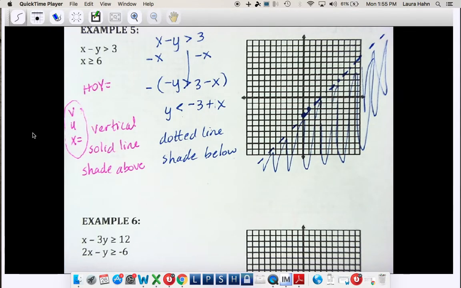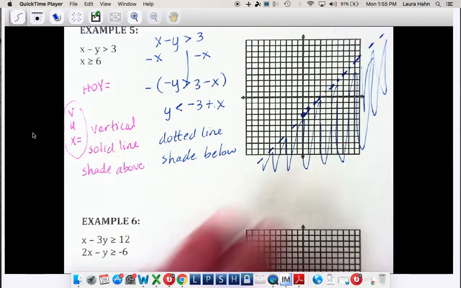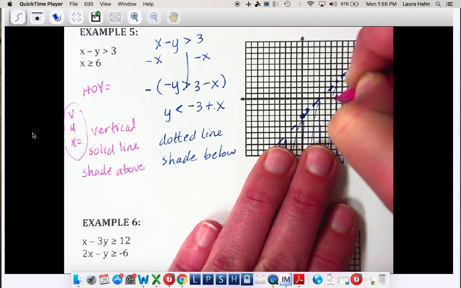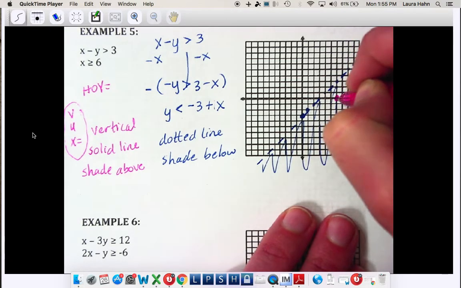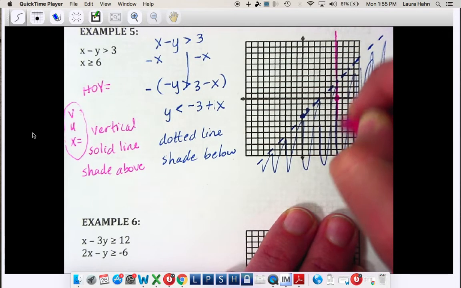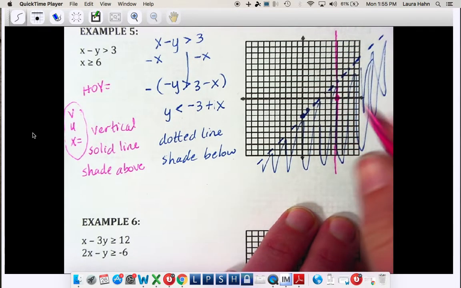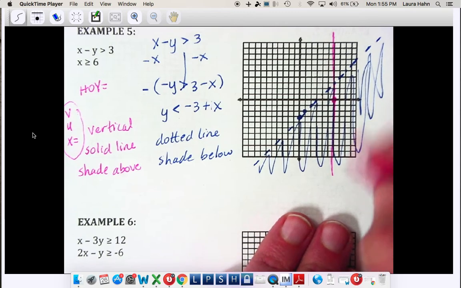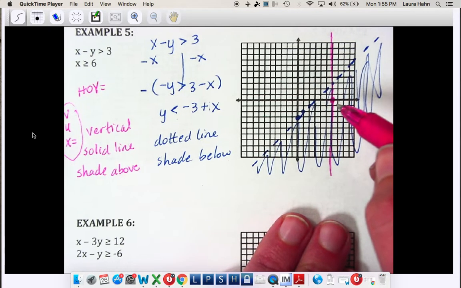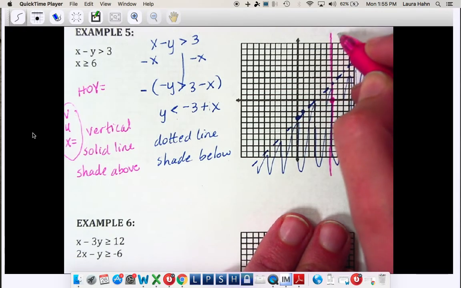Okay. All right, so I need a starting point still. So my starting point is going to be where x is 6. I'm going to put a dot, and I'm going to draw a vertical solid line through that. And I wanted to shade above. Well, that's kind of weird to shade above a vertical line. So above, greater than, would be in front of it.